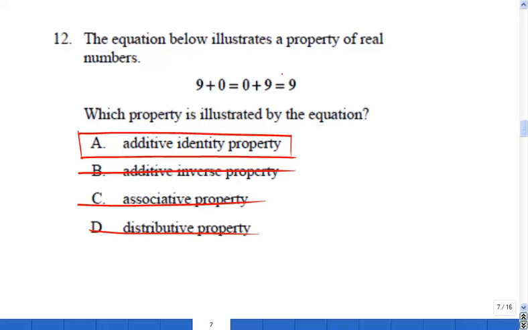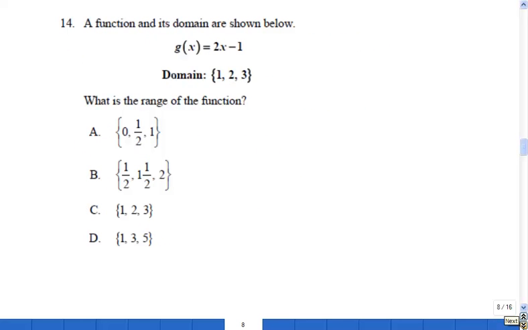This will be the commutative property mostly if you will have 9 plus 0 equals 0 plus 9. But like I said, in this case, it relates to the additive identity property, and that's the only option that works for you, because the commutative property is not showing here. Okay, so let's try another one.